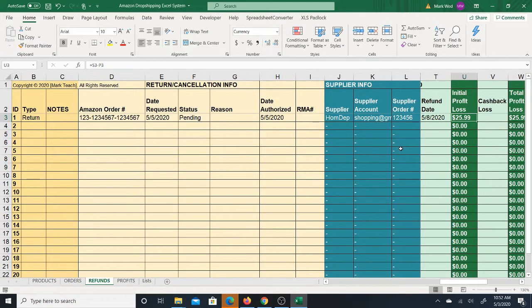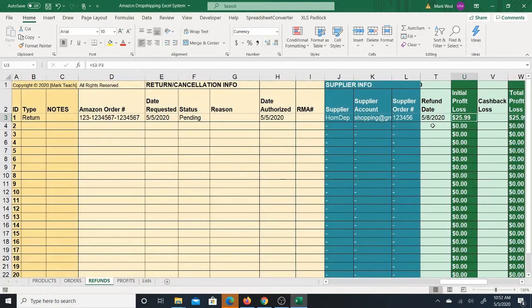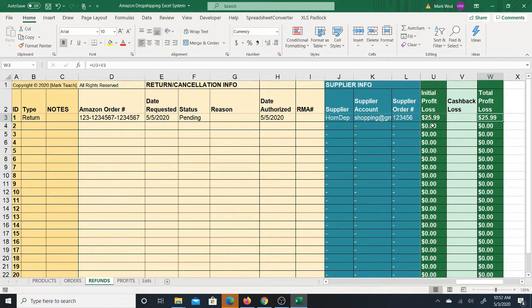So here it balanced out. The initial profit loss, $25.99, is equal to the initial profit, $25.99. The supplier's refund balanced out with the refund I gave to the buyer. So $25.99 earned, $25.99 lost, minus each other gives you zero. You made nothing.